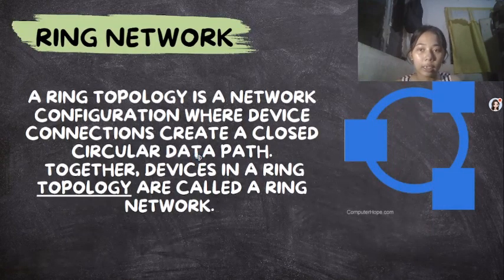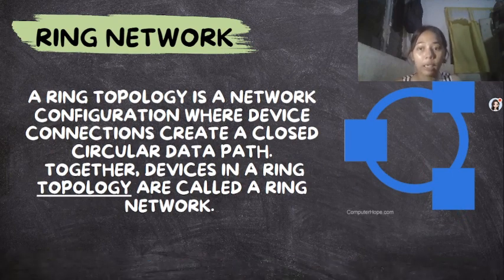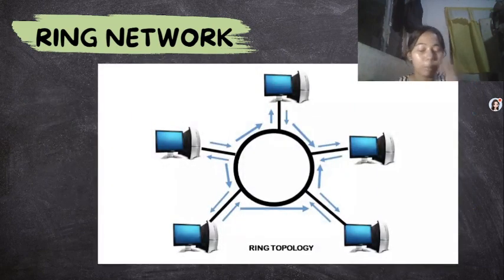So next is the ring network. Ring network comes from the word ring, so the path of your data goes around in a circle. A ring topology is a network configuration where device connections create a closed circular data path. Together, devices in a ring topology are called a ring network. So here is an example of a ring network or ring topology.